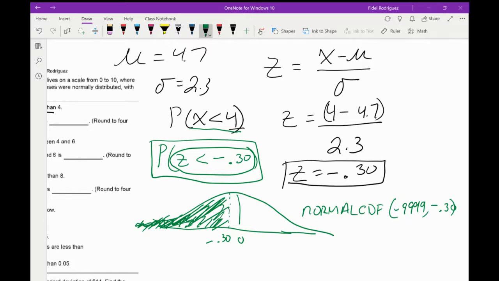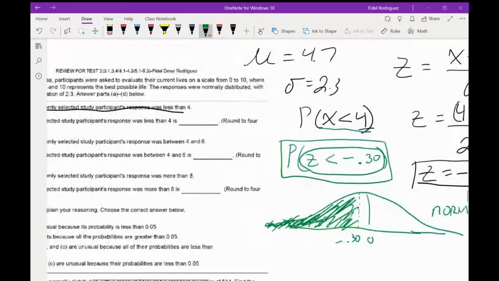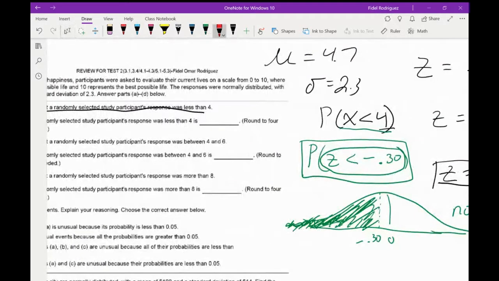So if I take my calculator and do it here, I got it right, 0.3821. Good. Excellent. And you came up with 0.3821, right? That's what you said? Yeah, there you go. Okay. And so there's my answer for part A, right?